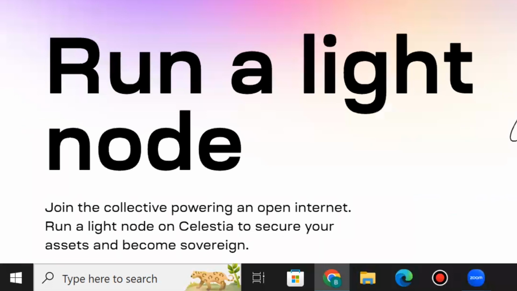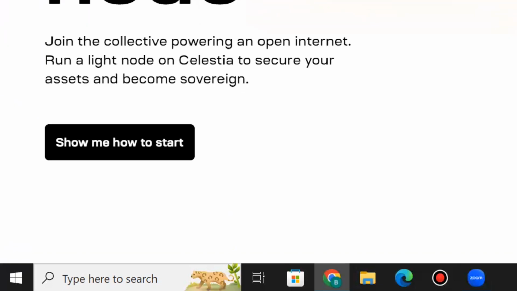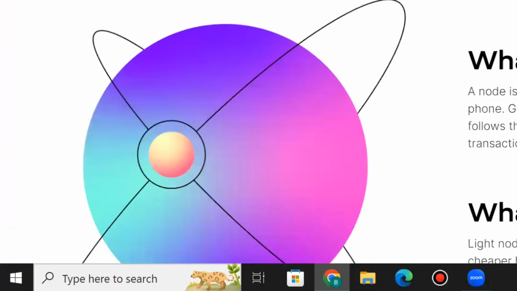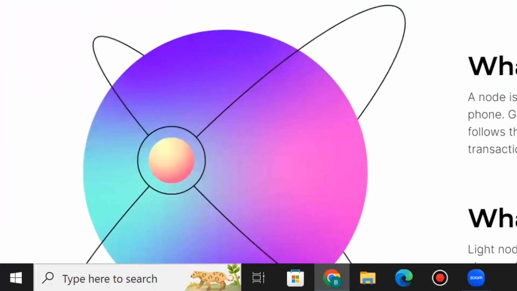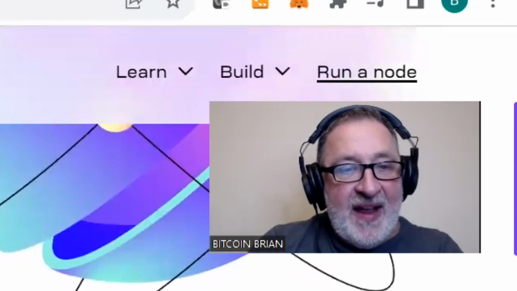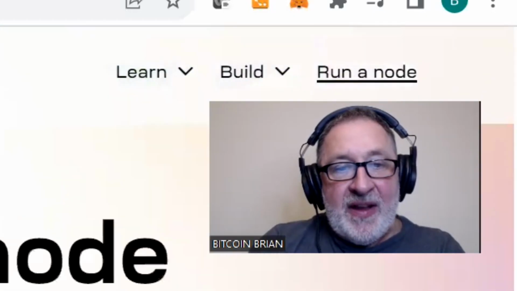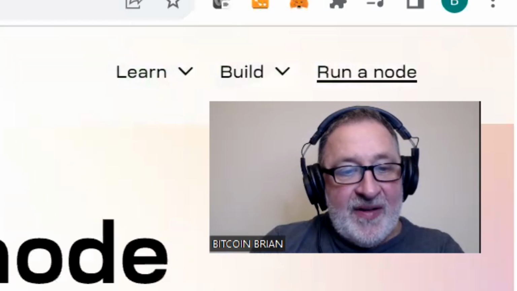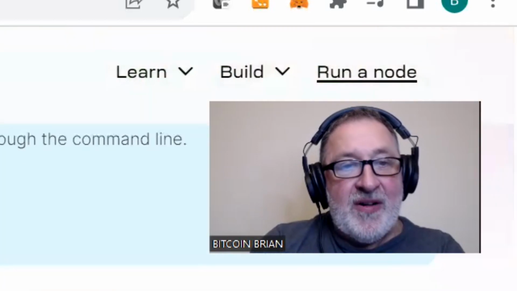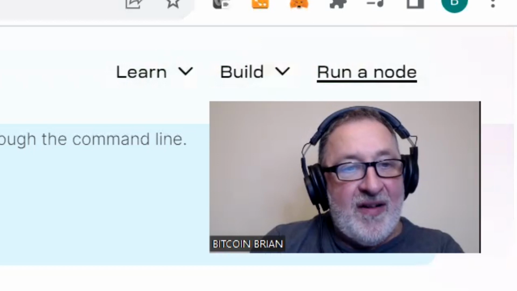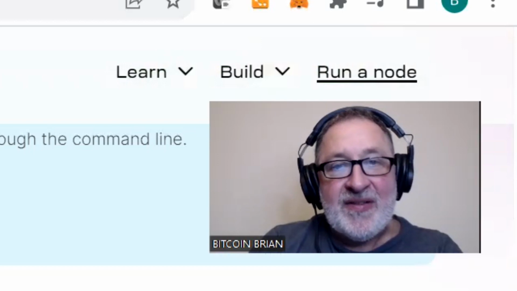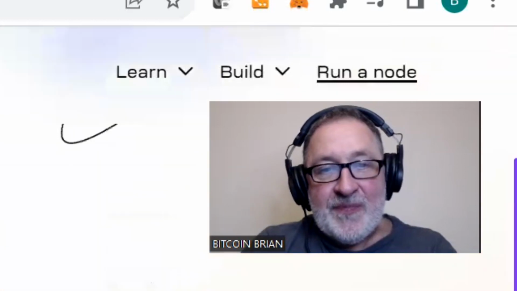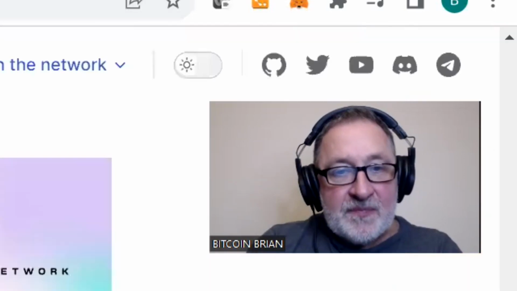Another thing that I found really interesting is you could run a node. Anybody could run a node on this network, and you don't need to spend thousands of dollars on high-powered computer systems or anything like that. They have what they call a light node. And right here it says you could power up a light node with the command line and Docker all in under 3 minutes. You could have a node on this network. That's pretty cool.